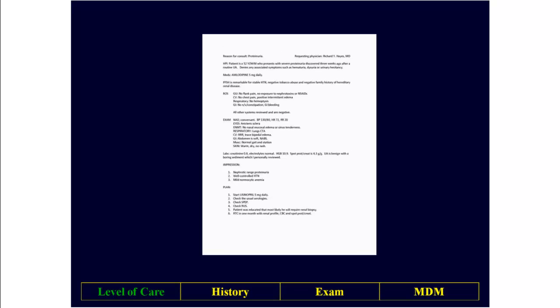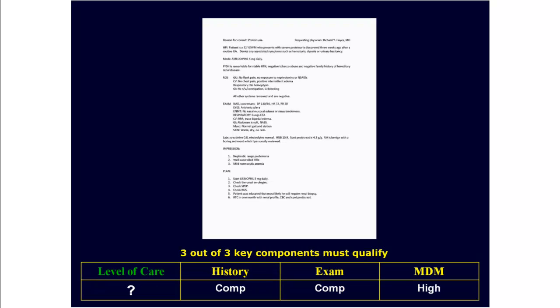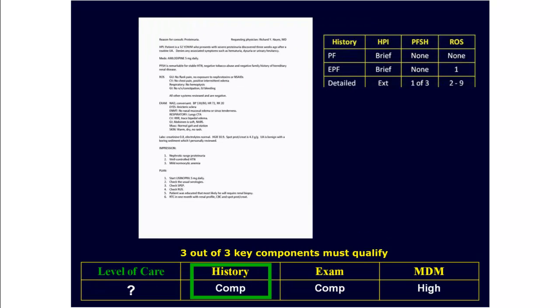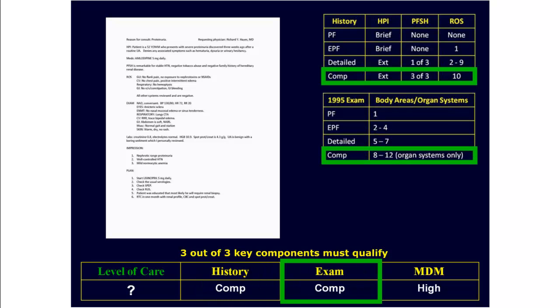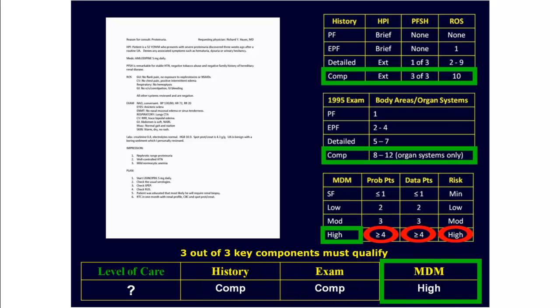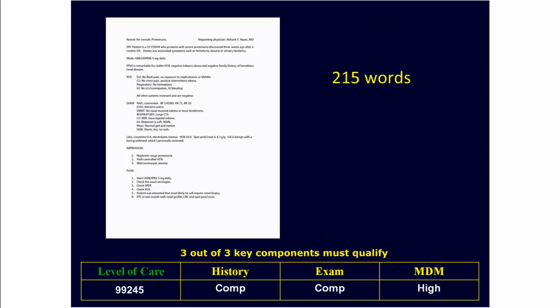When you put it all together, here's how the final note looks. 3 out of 3 key components are needed. Here we have a comprehensive history, a comprehensive physical exam, and high complexity medical decision-making. So the 99245 level of care took us 215 words to construct and is worth $244, which works out to $1.13 per word, which is very efficient documentation.